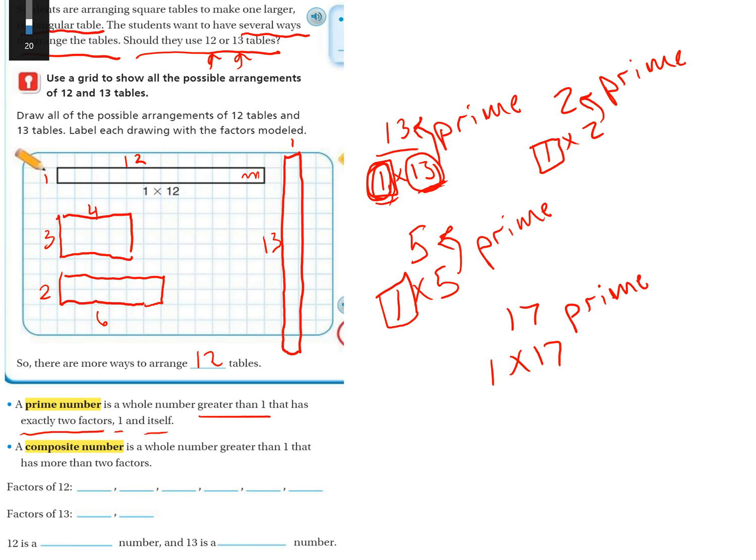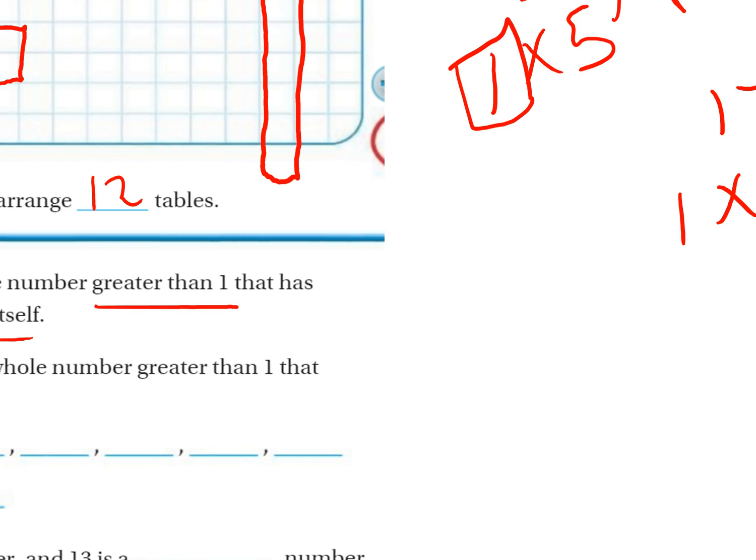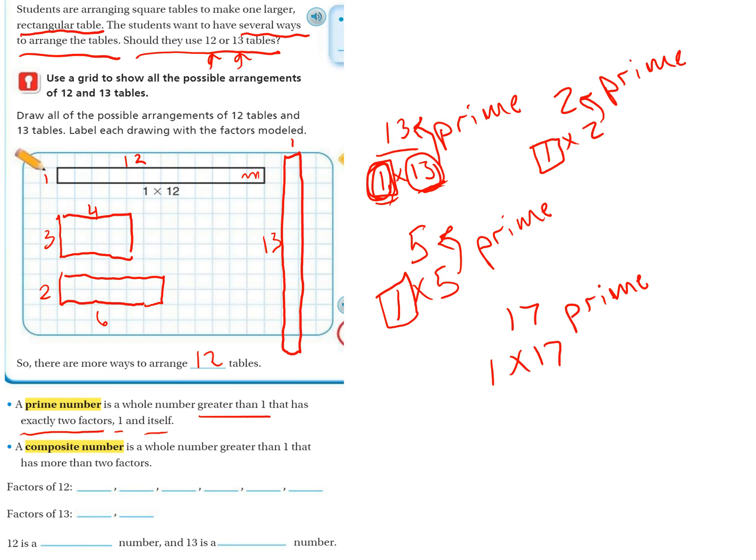All right, so let's look at these 2 numbers, 12 and 13. Sorry about that. The factors of 12 we have up here. Here are all the factors of 12. And we'll put them in numerical order from least to greatest: 1, 2, 3, 4, 6, and 12. And the factors of 13 are right here. We only had 2 of them, 1 and 13. So 12 is a composite number, and 13 is a prime number.